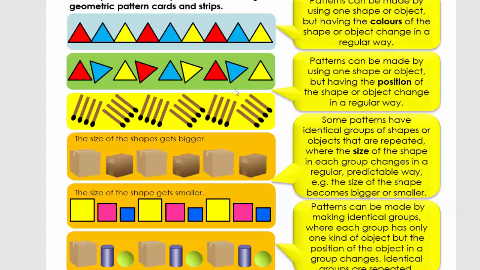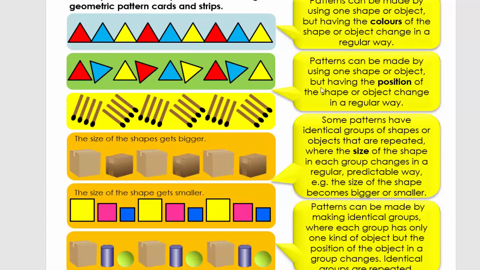Welcome back. So today I'm going to discuss a variety of patterns that our children need to do. And after this activity, you can stop and let them make drawings of it. So the first pattern can be made by using a shape or objects, but having the colors of the shape or object change in a regular way. Meaning that we've got red, blue, yellow, red, blue, yellow, red, blue, yellow. So this is one type of pattern.